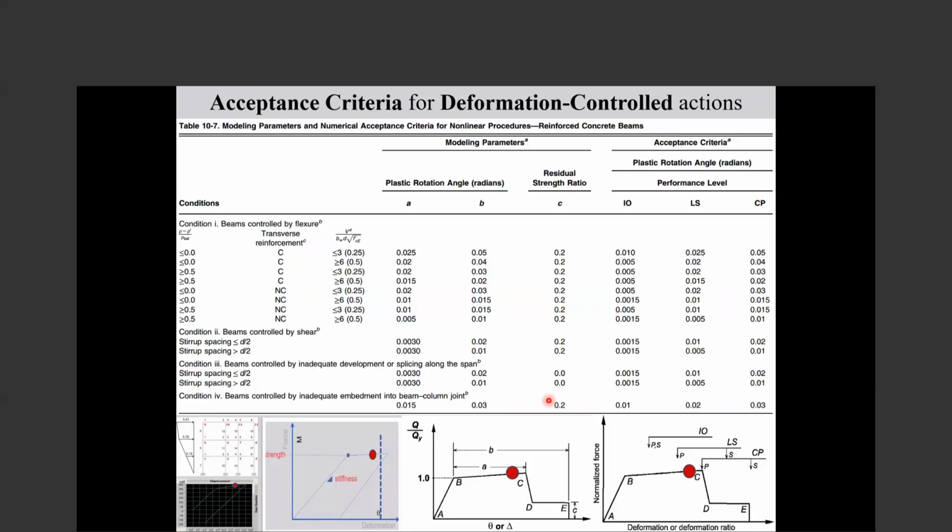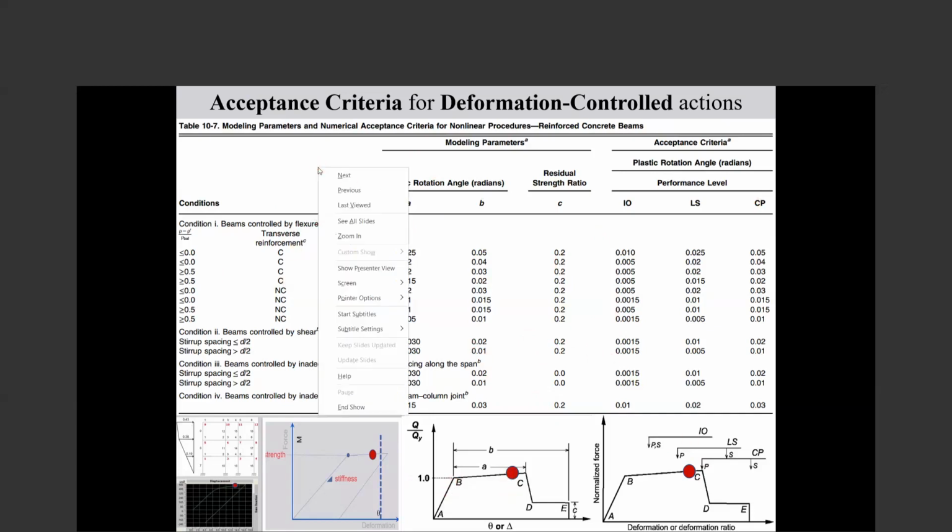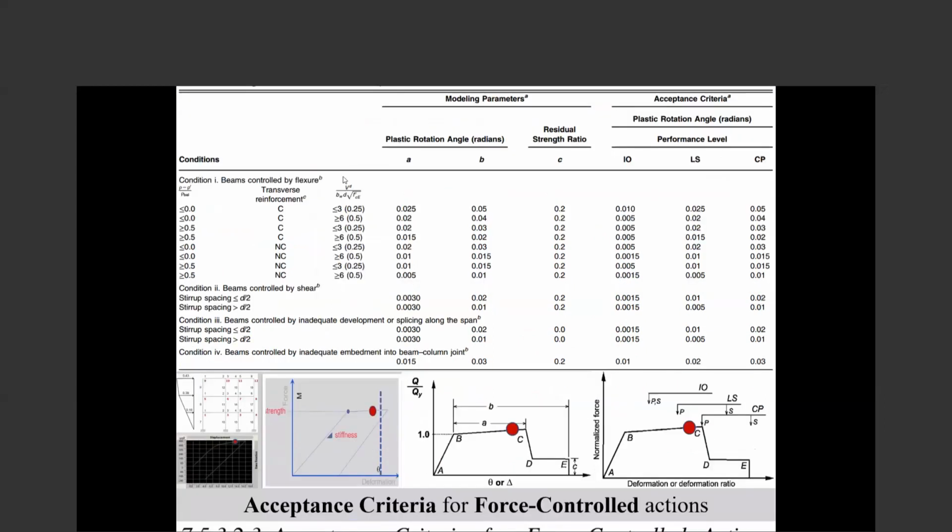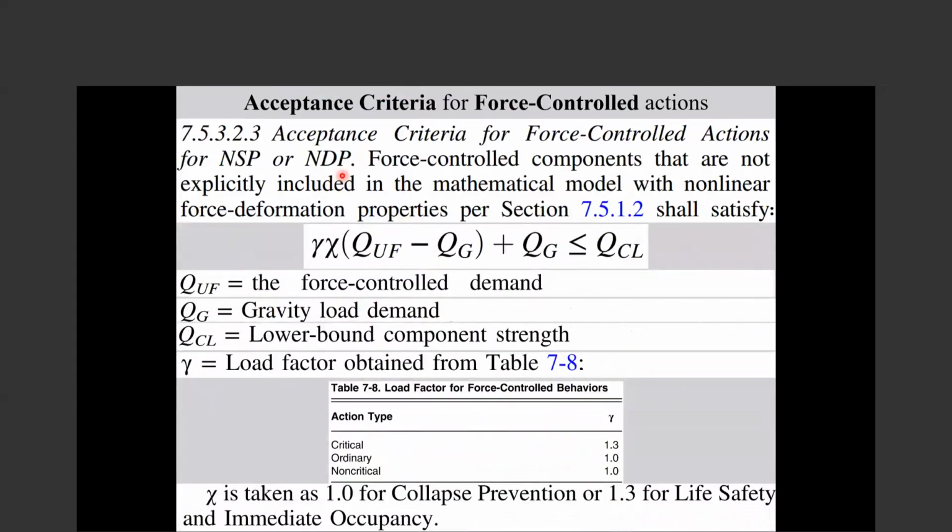and the checking of modeling and checking of the deformation parameters can be done. So, how about the force control parameters? That was for the deformation control parameters, those tables. For force control, just force.